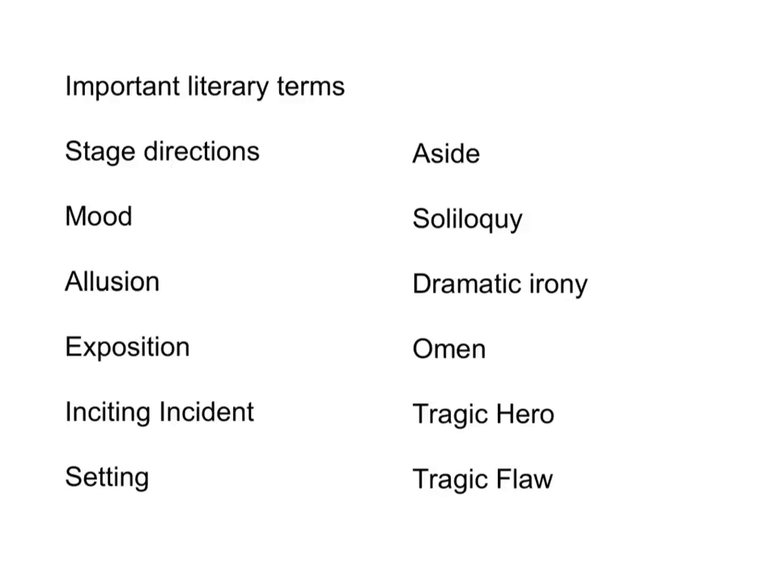Allusion is a literary term we've had before. It's a reference to a literary, historical person, place, or thing. Exposition, which we just went over, is where we're introduced to the characters and setting. Inciting incident, sometimes known as the narrative hook. Setting, the location of our story.